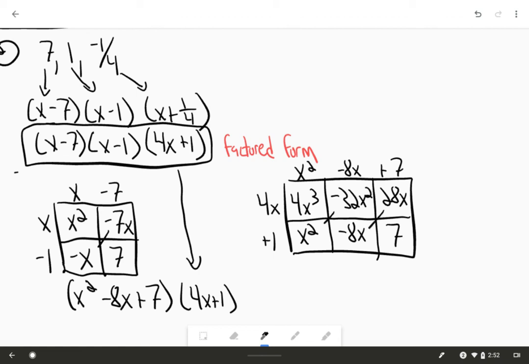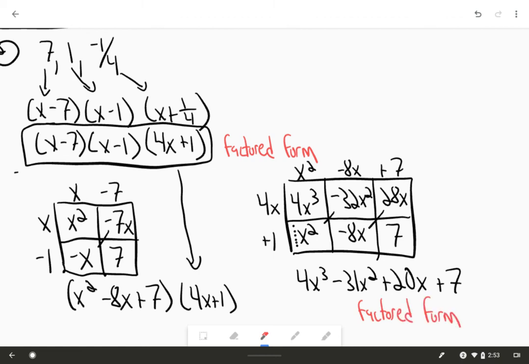So let's put this all together. And we have, let's see, we have 4x cubed, negative 32x squared, and positive 1x squared. Okay, positive 1x squared, that's going to be negative 31x squared. 28x and negative 8x becomes positive 20x, and then plus 7. So this right here is the standard form.